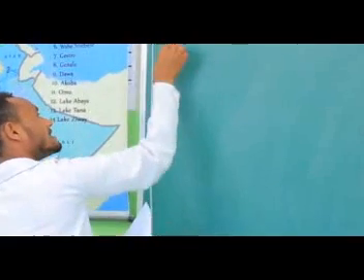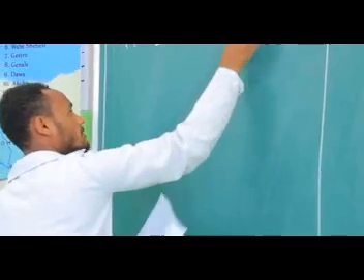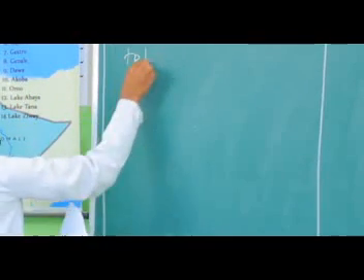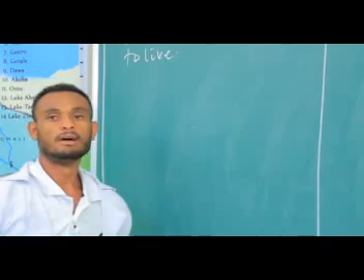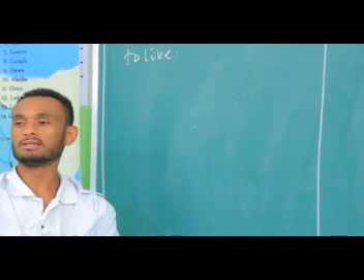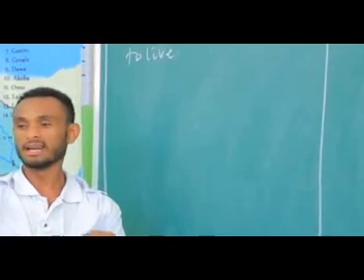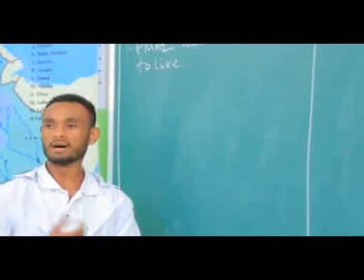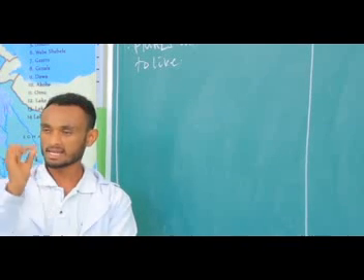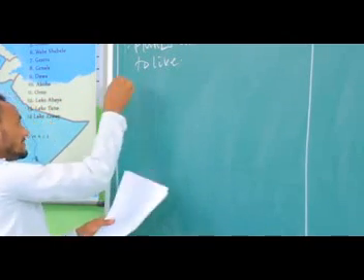The second point is that plants and animals need air to live. Students, plants and animals need air to survive. Without air, no man can live. Without air, even for 5 or 10 seconds, you cannot survive. So, for plants and animals to grow, to reproduce, and for other functions, air is necessary.